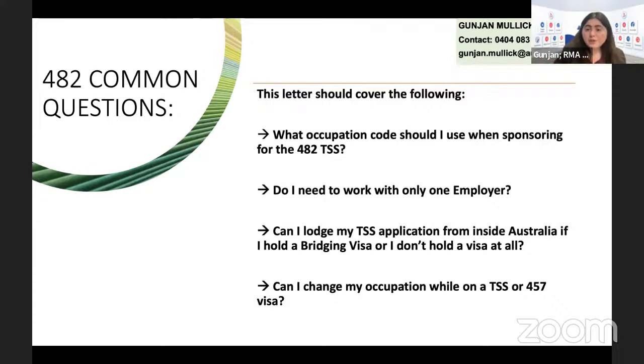Can I lodge my 482 from inside Australia if I hold a bridging visa? Yes, you can apply. Can I change my occupation while on a 482 visa? So if you have been sponsored as an accountant in the same company, you cannot just switch your occupation. The employer has to renominate the position. So if he wants to sponsor you as an internal auditor now, you have to lodge the nomination again as an employer, as an internal auditor. So you can't just switch your roles once your nomination has been approved.